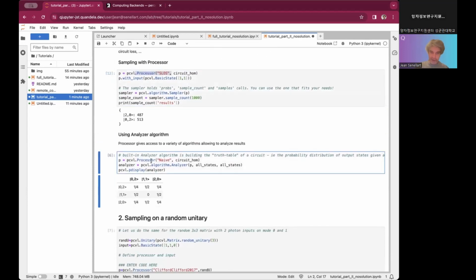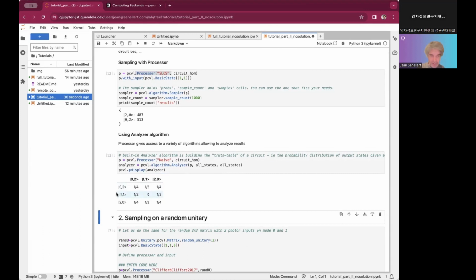With the processor, we also have some nice features. One of them is the analyzer. The analyzer allows you to make a lot of measurements and put them in a table. So here I want to say, okay, what if I'm sending 0, 2, 1, 1, 2, 0 as the input, give me the distribution I have in the output. And it just does that for you. Behind the scenes, it will just call sample count and estimate the probability, but it just gives you this table.